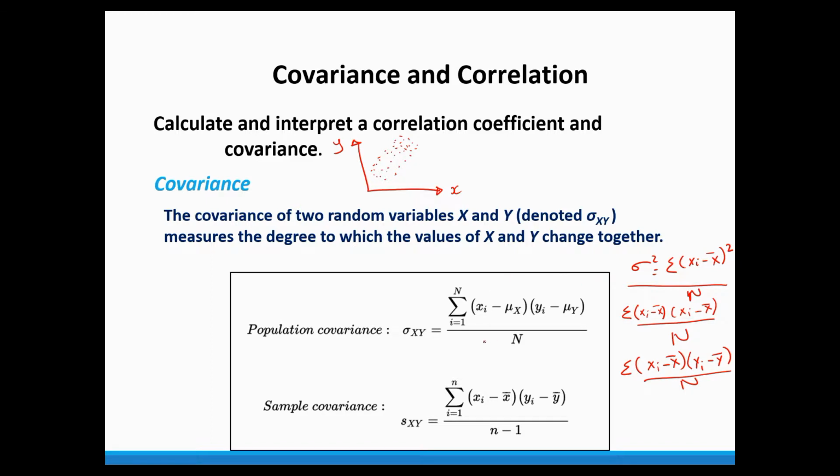Again, it's very hard to calculate this measure, so we estimate the covariance Sxy for the sample, and in this case we measure the difference between the observations and their sample mean for the first variable, and the difference between the observations and their mean for the second variable, and again it's divided by n-1 for the same reason we did when calculating the variance for the sample.